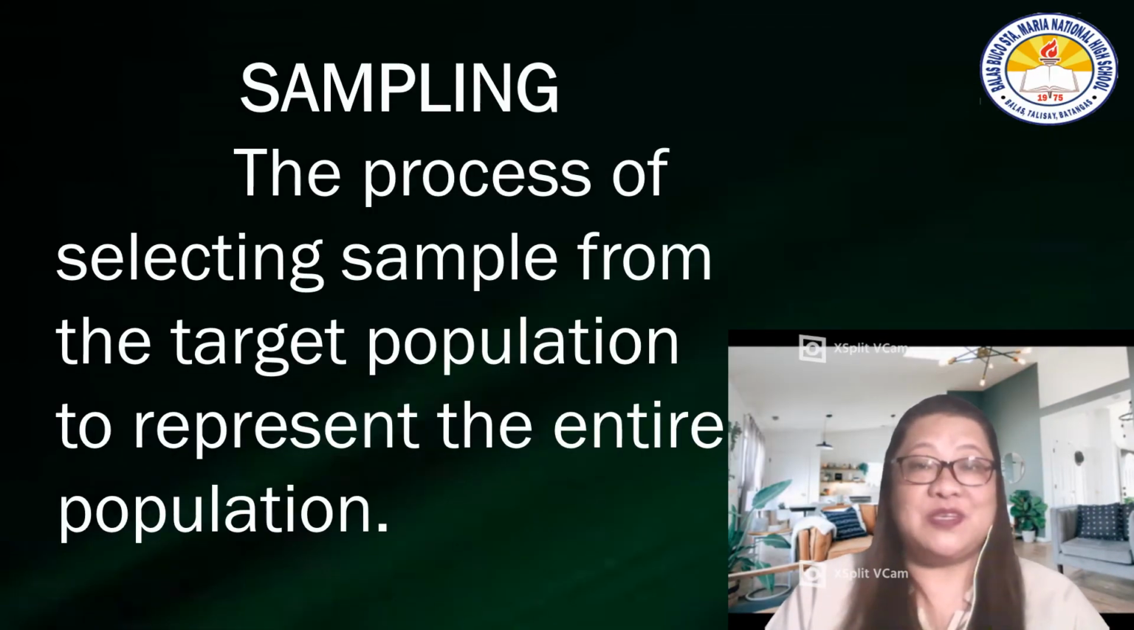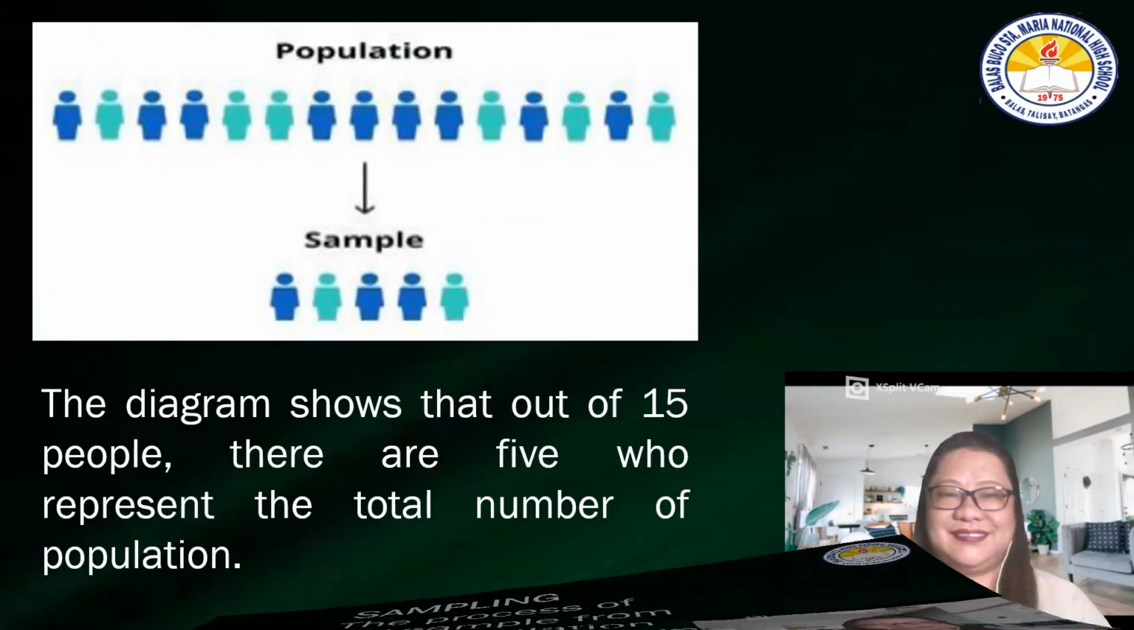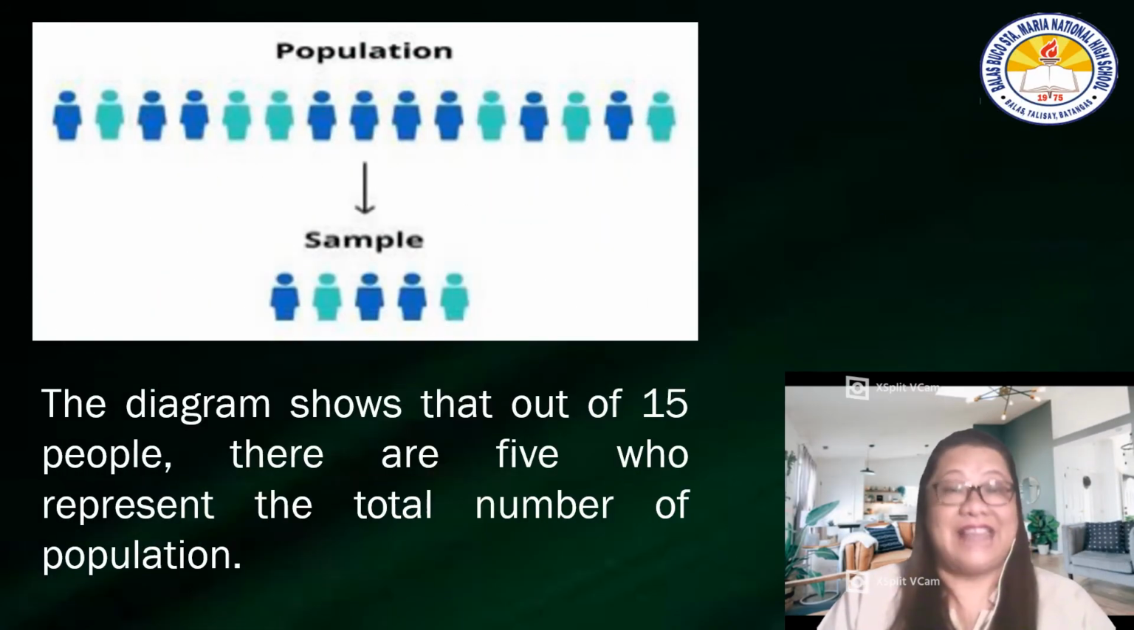Another term used in research is sampling. The process of selecting sample from the target population to represent the entire population. The diagram shows that out of 15 people, there are 5 who represent the total number of population.